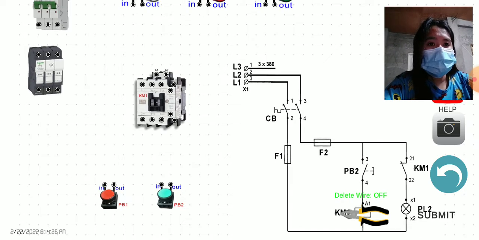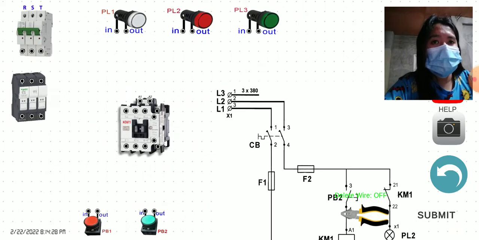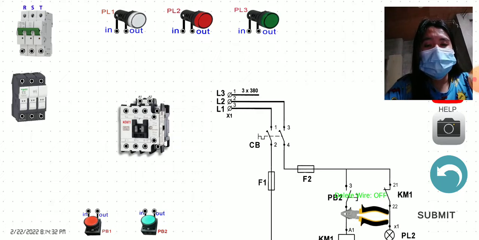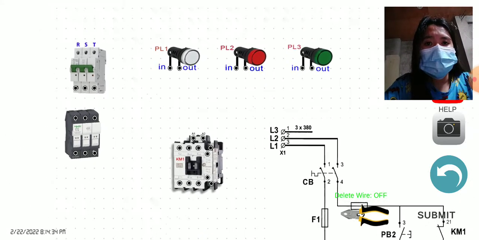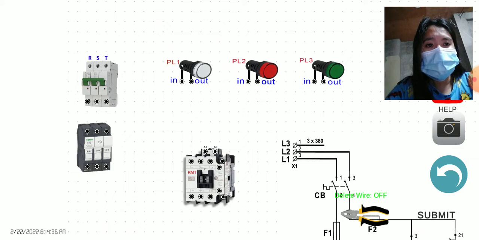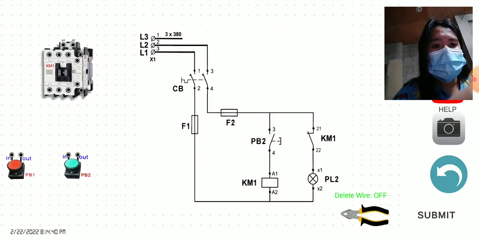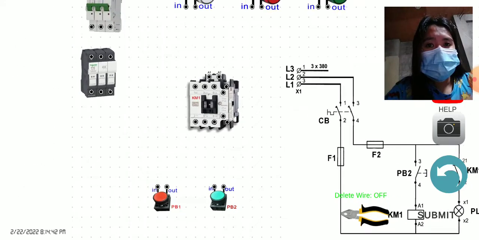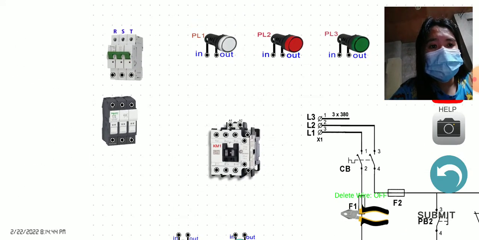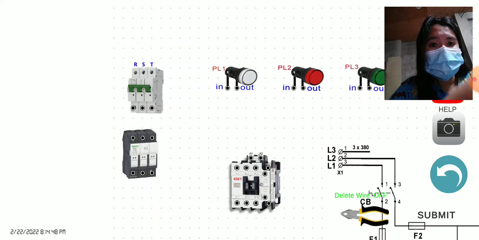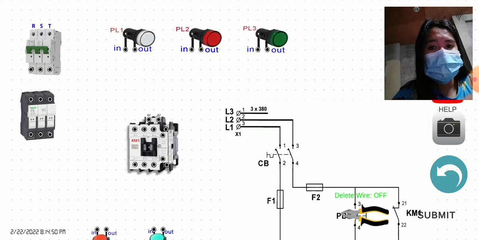Again, this is the L1, L2, L3, our circuit breaker or our supply. So R, S, T, this is our circuit breaker. We will only use the fuse 1 and fuse 2. And this is our fuse 1 and fuse 2. This block here is the fuse.